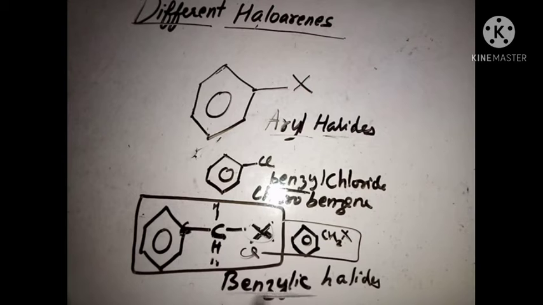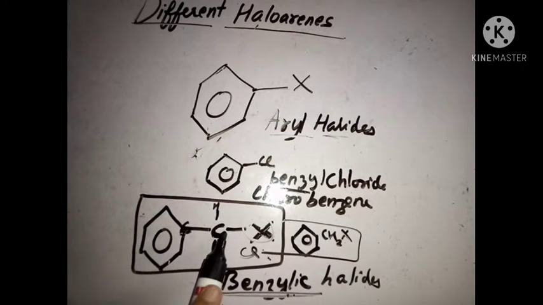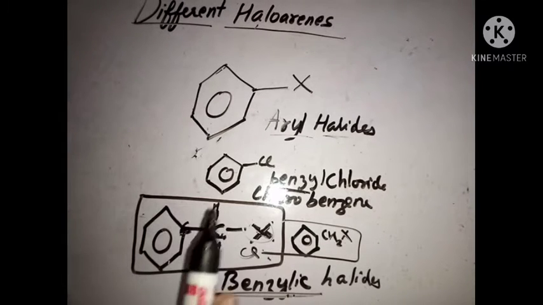So as soon as you hear the name benzylic, it is clear in your mind that there is one benzene ring with CH2 attached, and with that CH2 any halogen is attached. If I say benzylic bromide, then it is clear that there is a benzene ring attached to CH2 and this is attached to Br. If I say benzylic iodide, there is a benzene ring attached to CH2 and then attached to I. C6H5CH2 and then I. So these are benzylic halides.